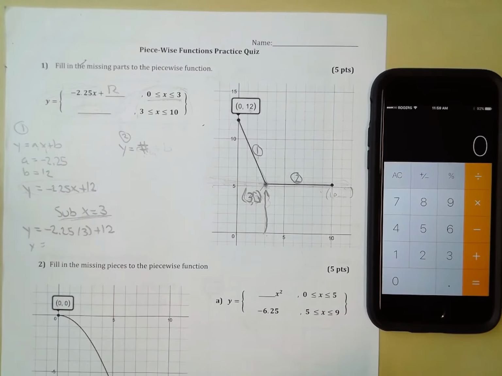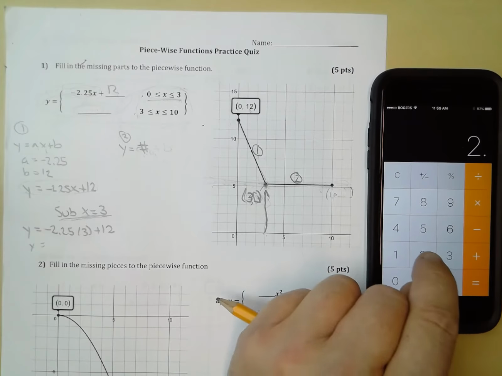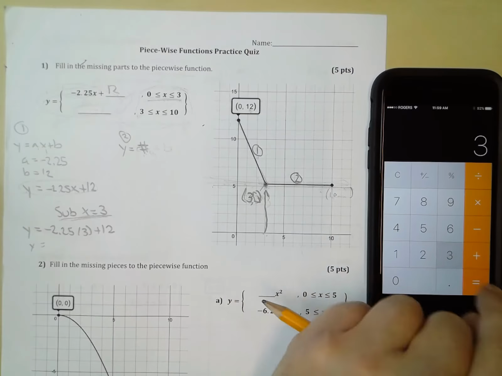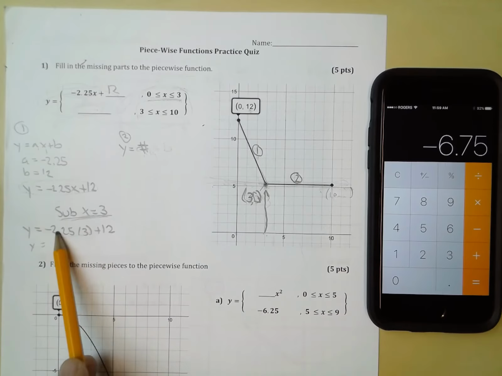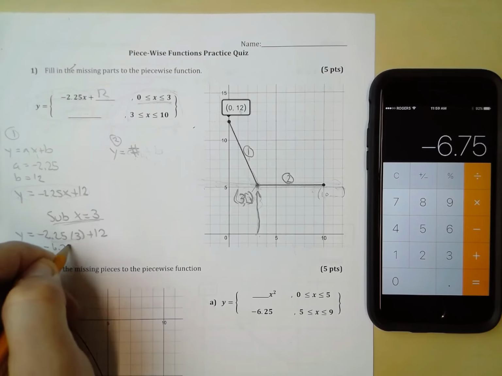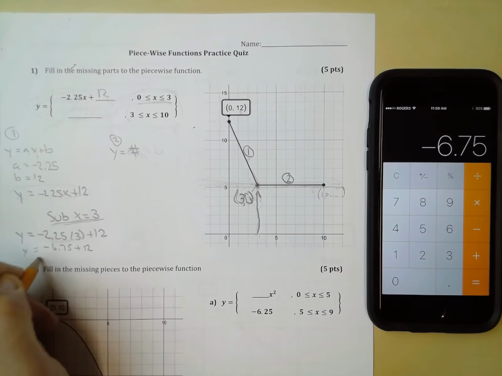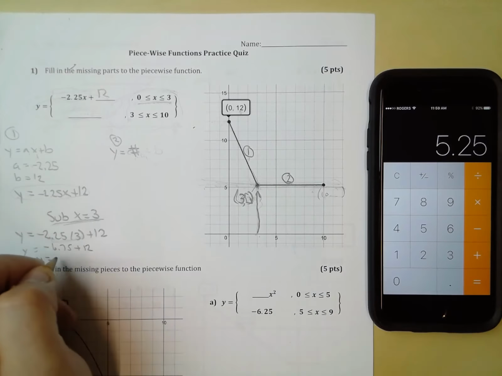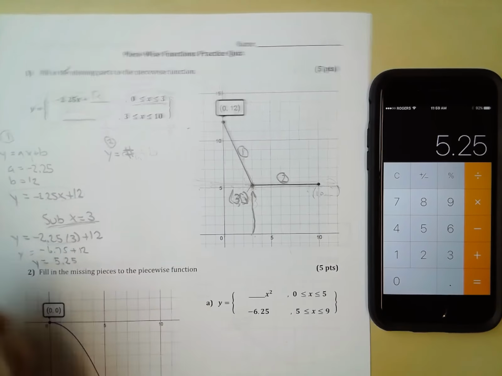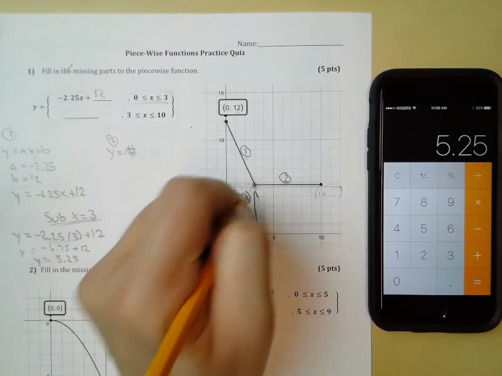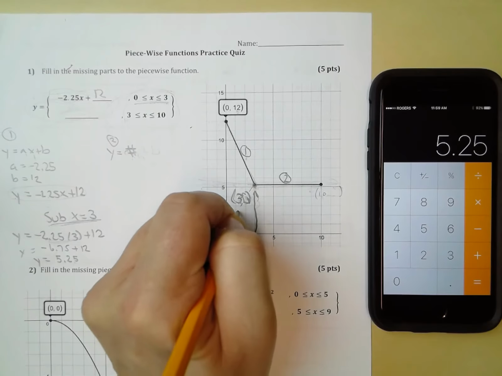So I'm going to simplify that on the calculator. Negative 2.25 times 3 is equal to negative 6.75. Plus 12, so negative 6.75 plus 12, which is going to give me 5.25. So the y value is 5.25. So right over here, y is 5.25. This is 3 comma 5.25.